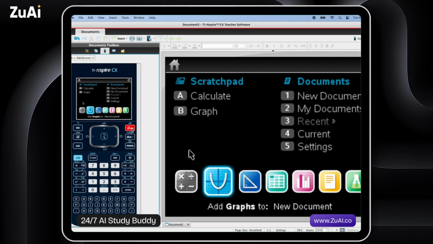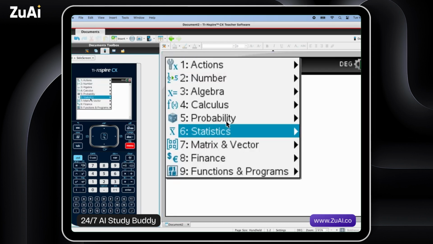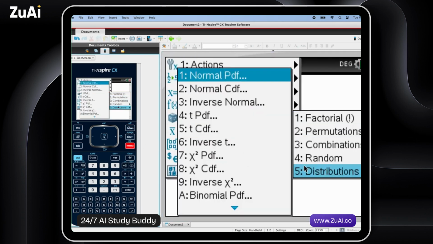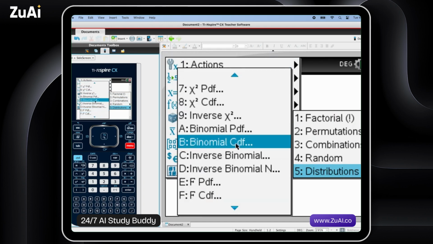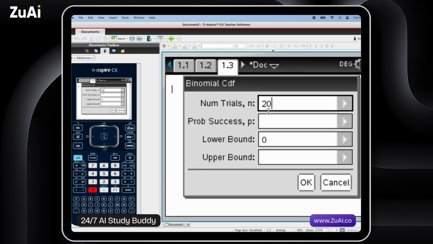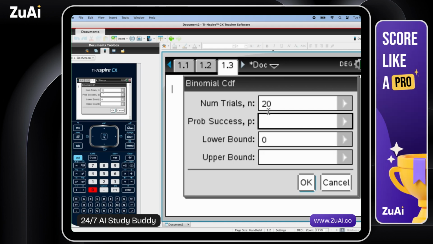Okay, so calculator, menu, probability, distributions, and we'll use binomial CDF. Number of trials, we have 20 athletes. The probability that someone tests positive, even though they are not using banned substances, is 0.02, and we want 0 successes. Whoops. We want 0 lower bound and 0 upper bound. That means we don't want any range, we just want 0 successes. And let's find that out.